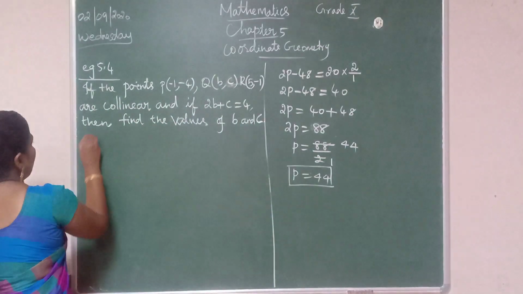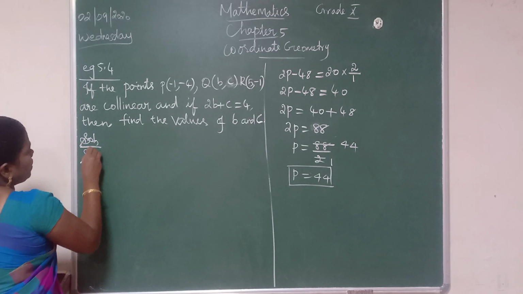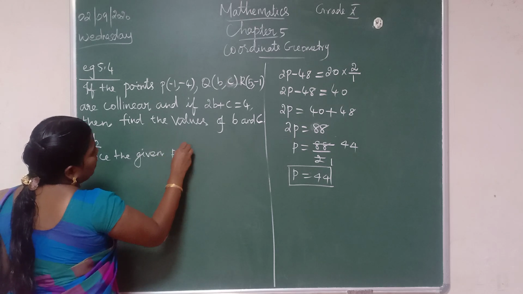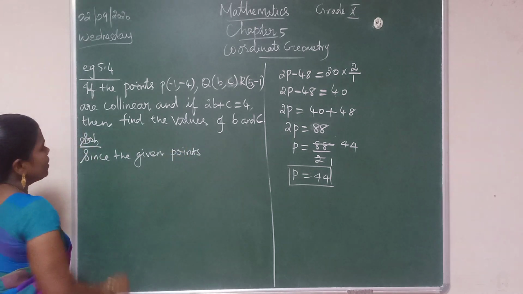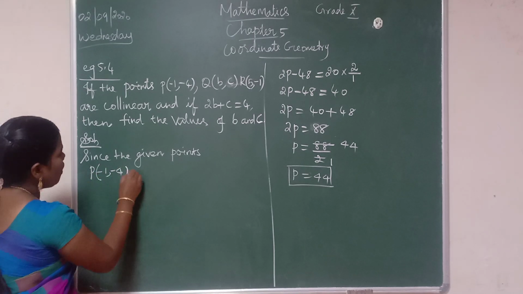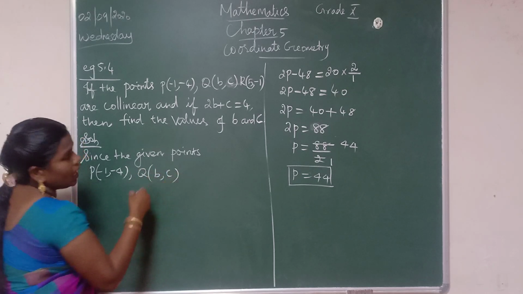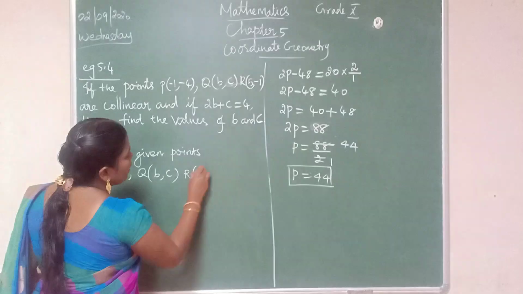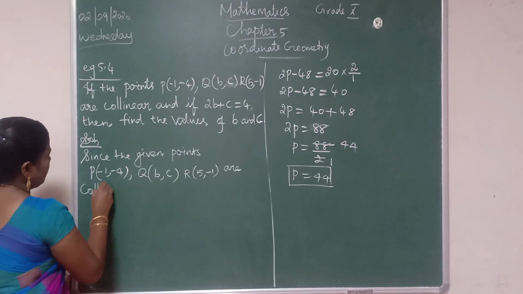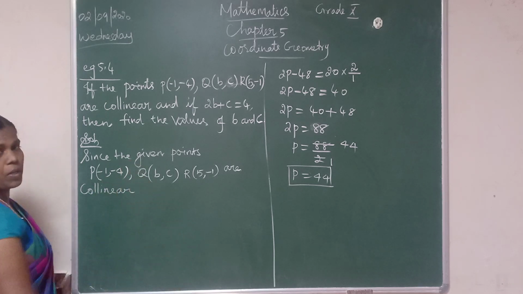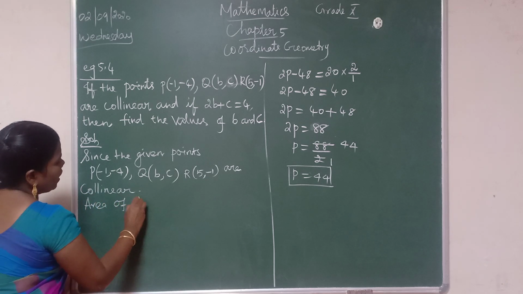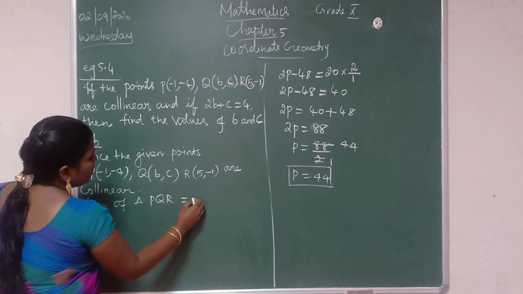Okay. Since the given points are collinear, what are the given points? P of -1, -4, Q of b, c, and R of 5, -1 are collinear. We know that area of triangle PQR is equal to 0.